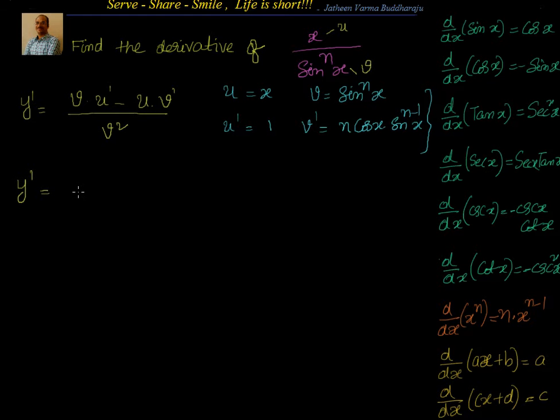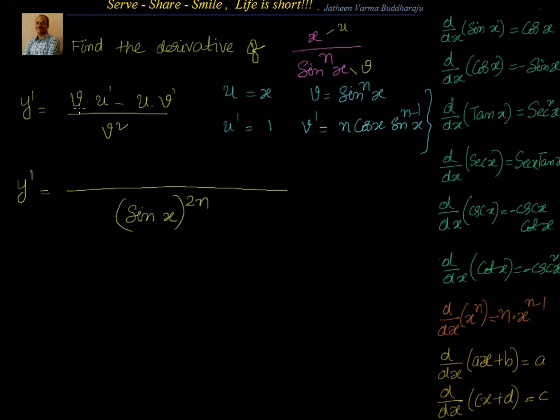Derivative of x by sine to the power of nx equals, for v square, sine to the power of nx, sine nx whole square. Can I say it as sine x whole to the power of 2n? Because sine nx whole square equals sine x whole to the power of 2n. A to the power of b to the power of c equals a to the power of bc. We can do that. No problem with that.